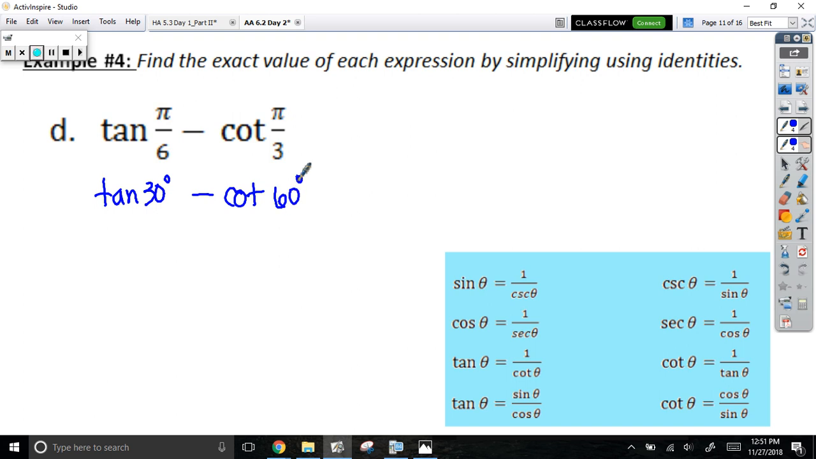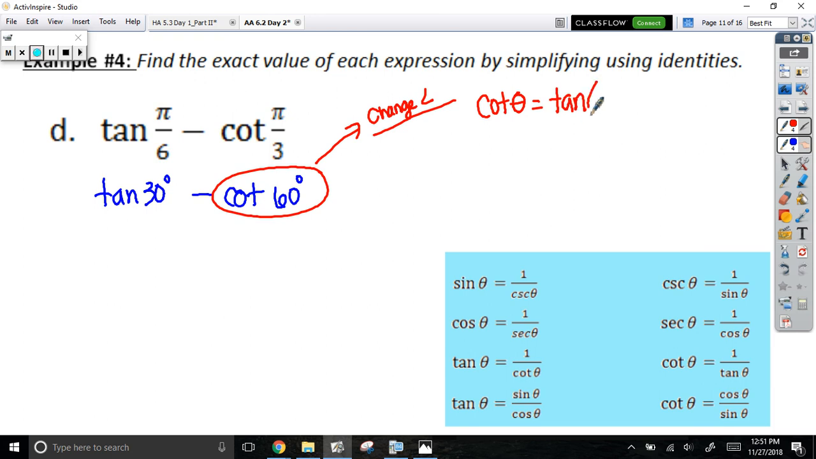Angles don't match. Which one do you want to change? 30 to 60 or 60 to 30? 60 to 30. Okay, the second one. So we're going to change our angle using the change of angle formulas, the complementary angle formulas. So I'll drop that one down. Cotangent of theta equals tangent 90 minus theta.